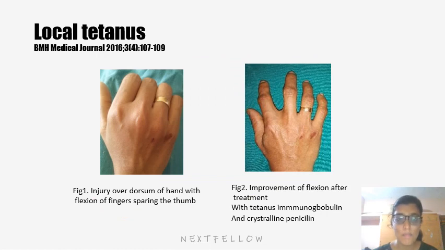So these are some pictures of local tetanus. Injury over the dorsum of the hand with flexion of the fingers sparing the thumb. Improvement of flexion after treatment with tetanus immunoglobulin and crystalline penicillin. There is spasm of the hand. This is known as local tetanus.